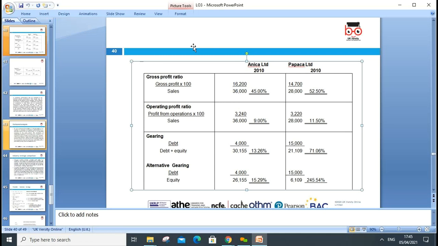So we use the ratios and the figures we got from their financial statements. Then we have the second one, profit from operations. That's 9% for one and 11% for the other, so 11% is better. Then we have the gearing ratios. Total debt divided by debt plus equity is the formula, and that's 13% for one and 70% for the other. So Papika is the more risky company, because higher gearing means high risk. It means the company borrows a lot of money from the banks and various institutions.